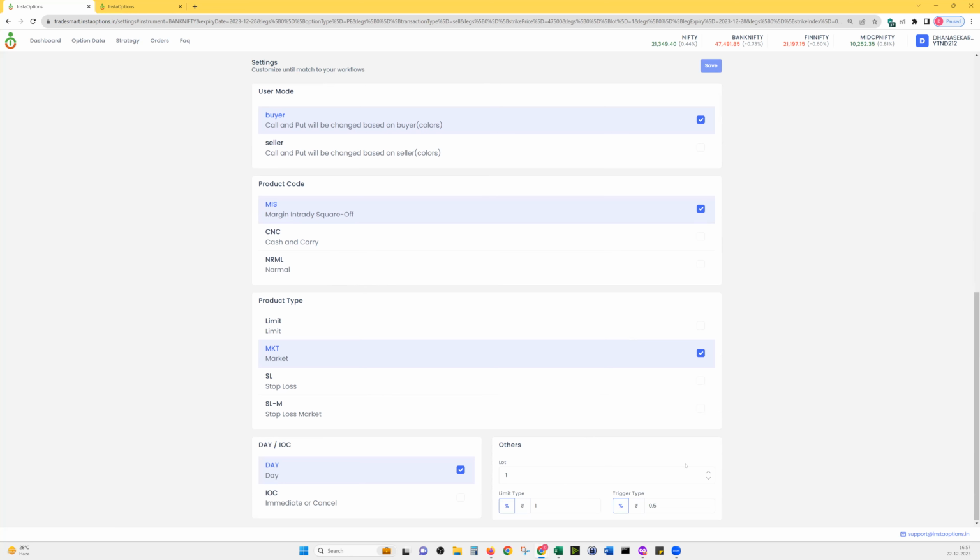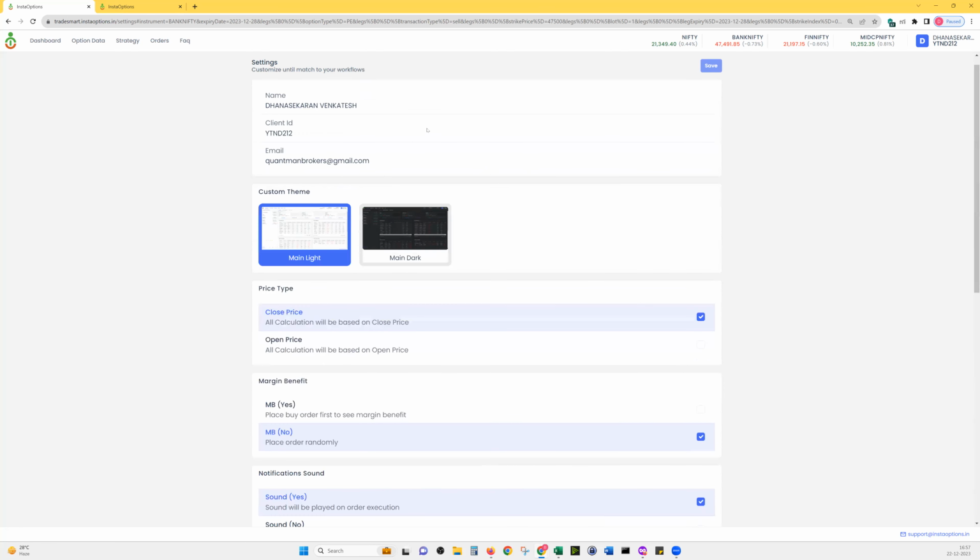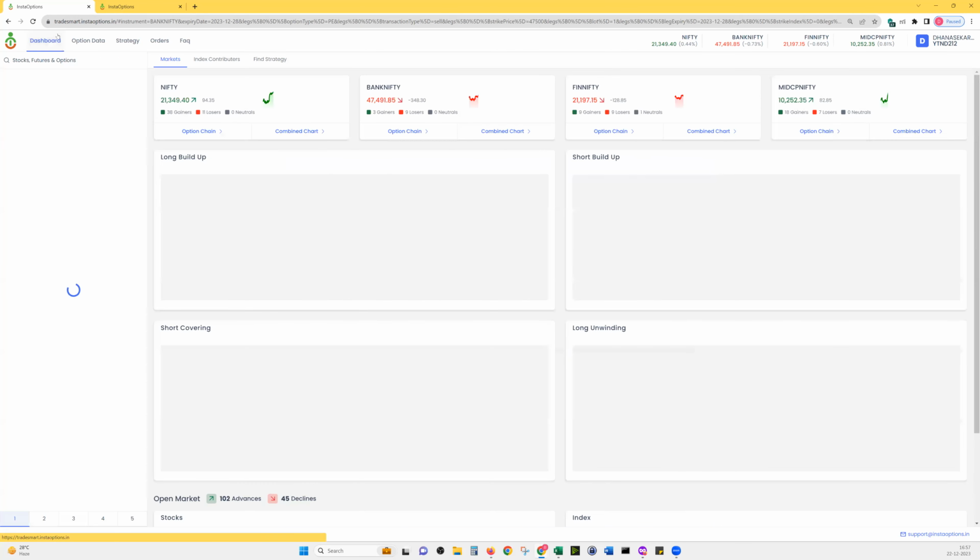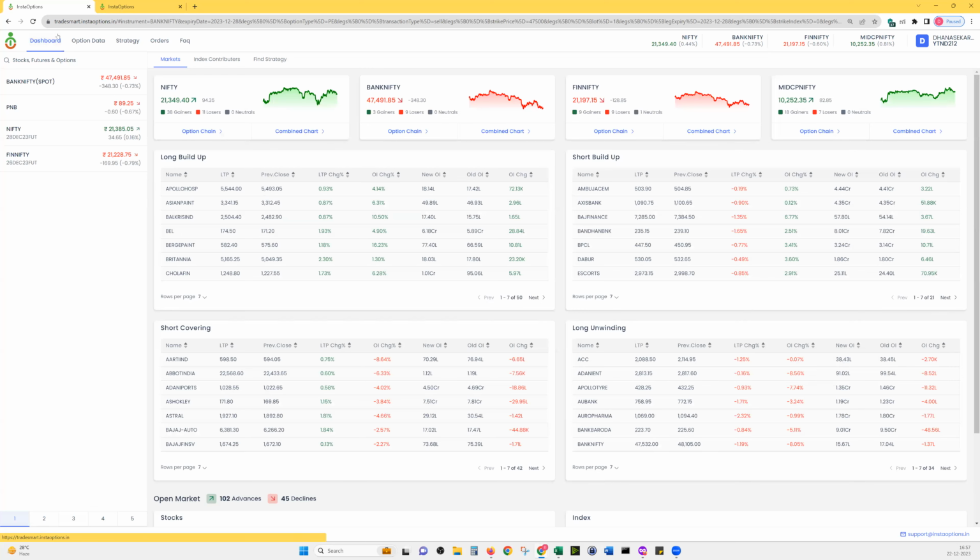And lot size, you can just put 5 lots. If you start with only 5 lots, then you can put 5 lots like this. Okay, so this will help you out, so you can be a more active trader.